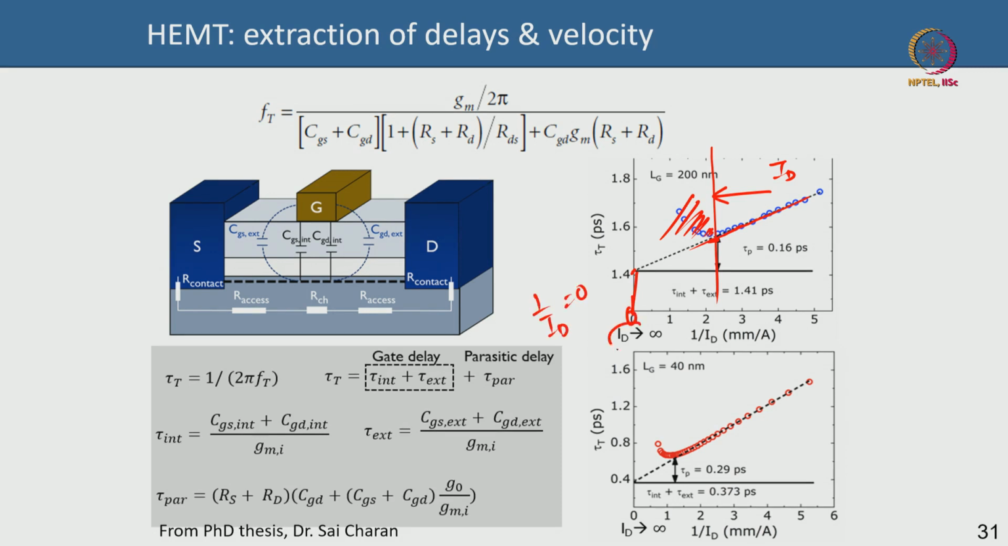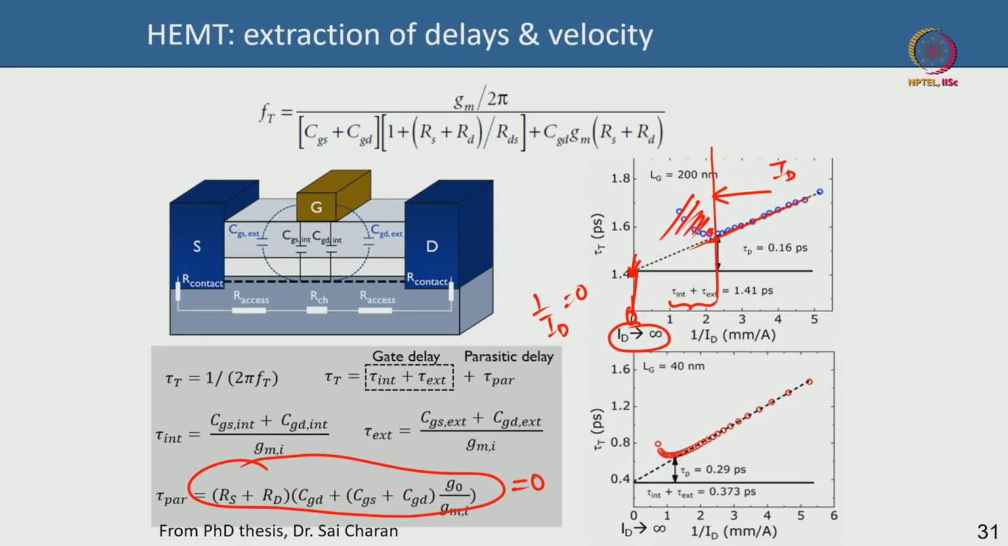1 by ID is 0 means ID is infinity, which is not physically or practically possible, but theoretically at a drain current of infinity, your charging delay will be 0. If you have infinitely high drain current, you will have infinitely small charging delay or 0 delay. So, this point is 1.4 picosecond in this case, your extrinsic plus intrinsic delay. This excludes the parasitic delay, because the parasitic capacitors can be charged by the drain current infinitely fast, and that is why your parasitic component will become 0 once your drain current becomes infinity, because the drain current will charge it infinitely faster, okay.